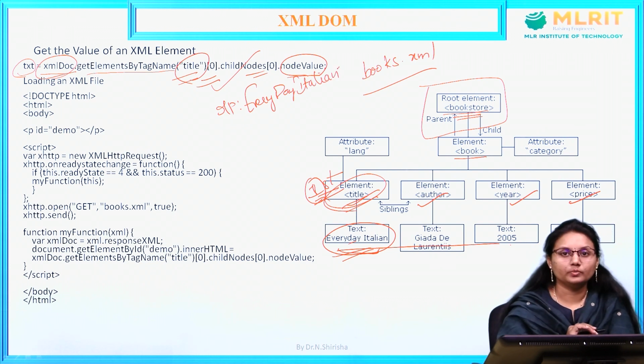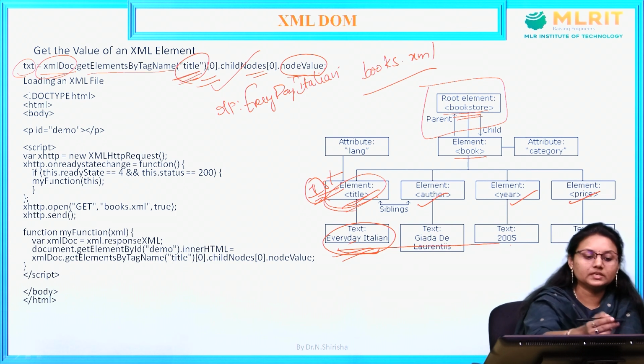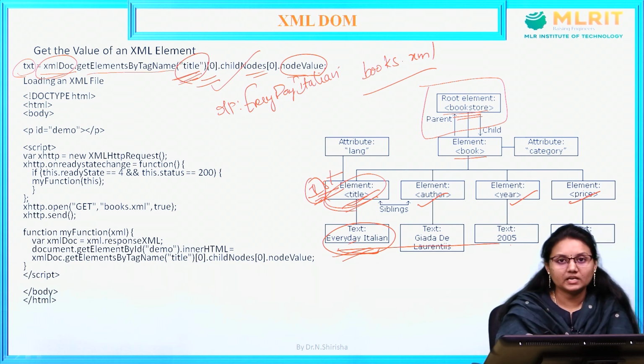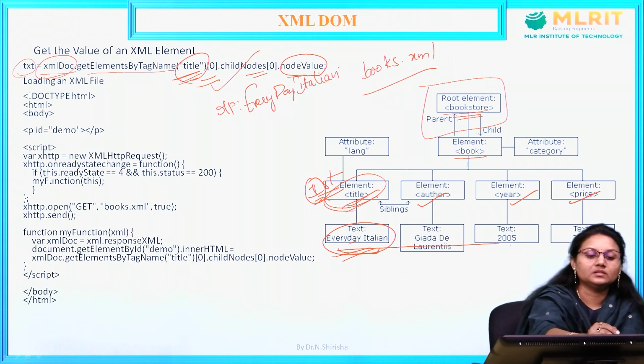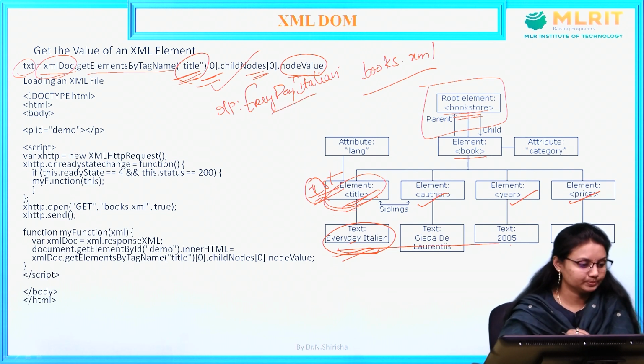This is how we have to give. Whatever the tag name is, whether it is an HTML tag name or an XML tag name, you have the document, and you have to define the object. Using that object, use the get element by ID method, then the indexes.